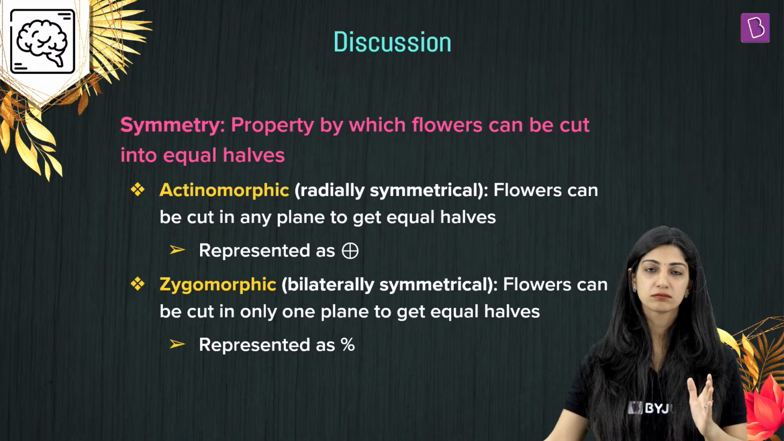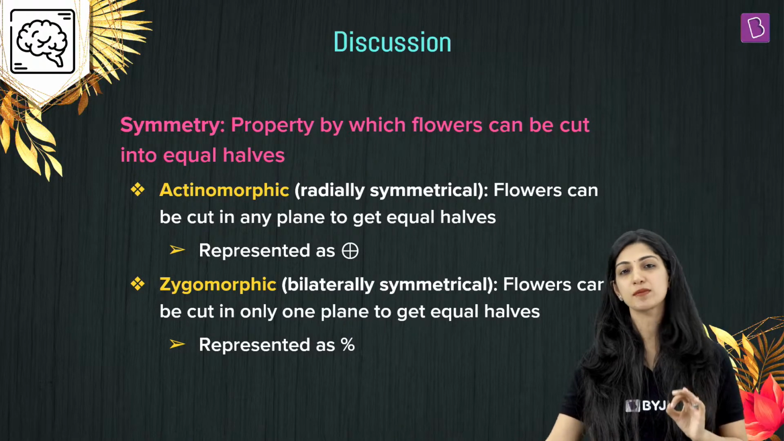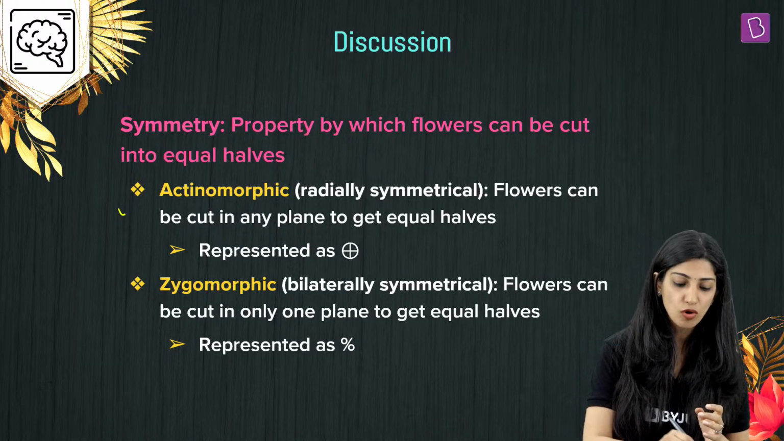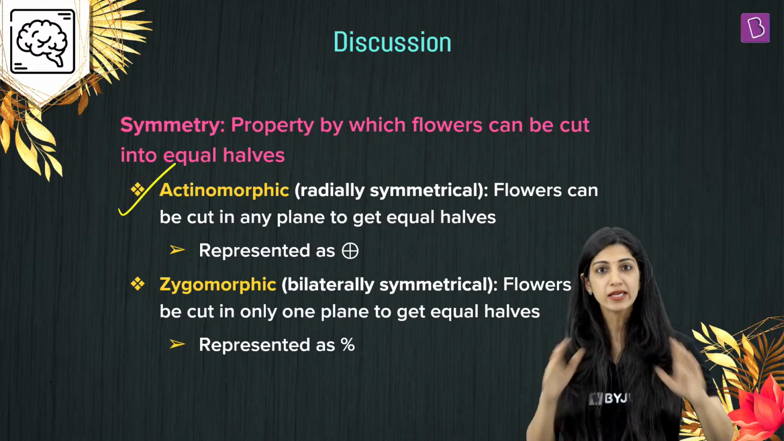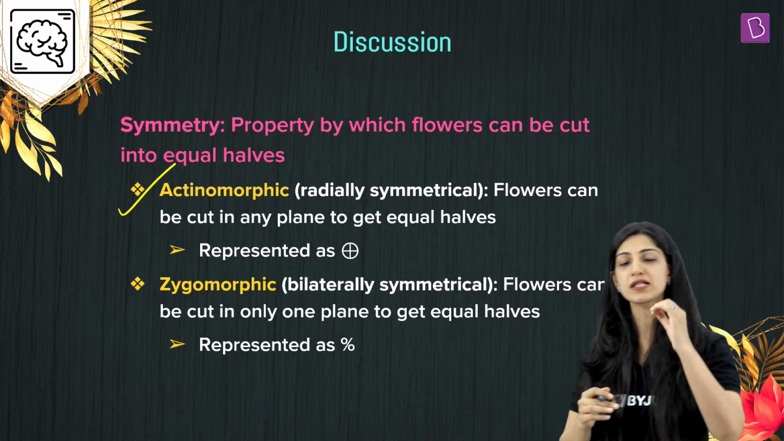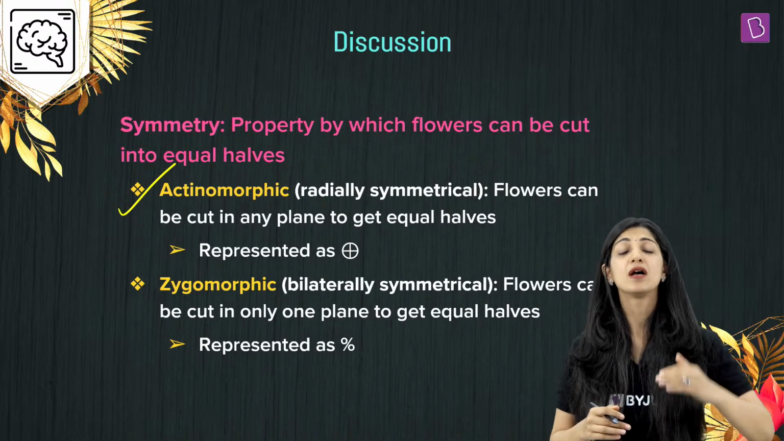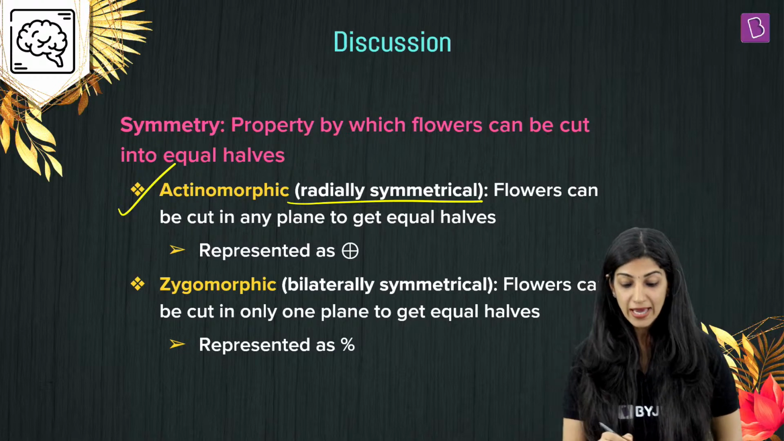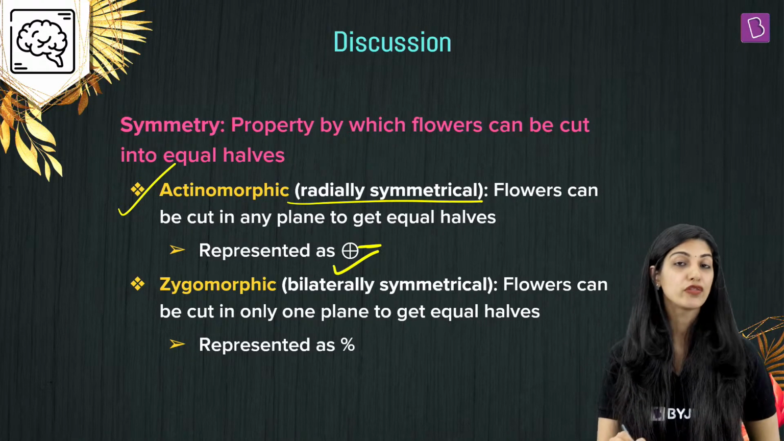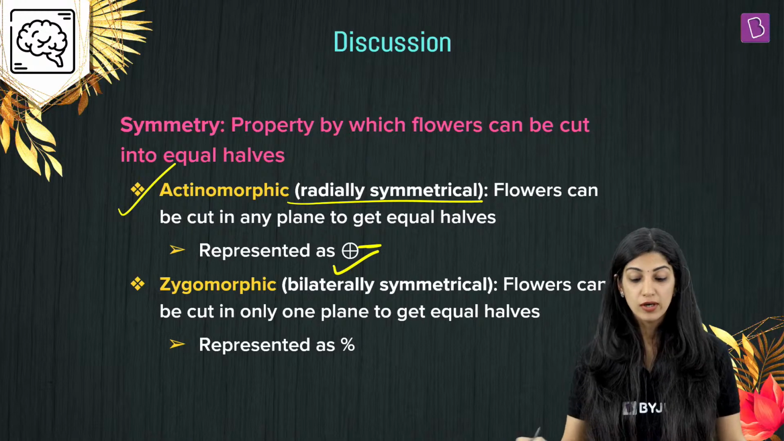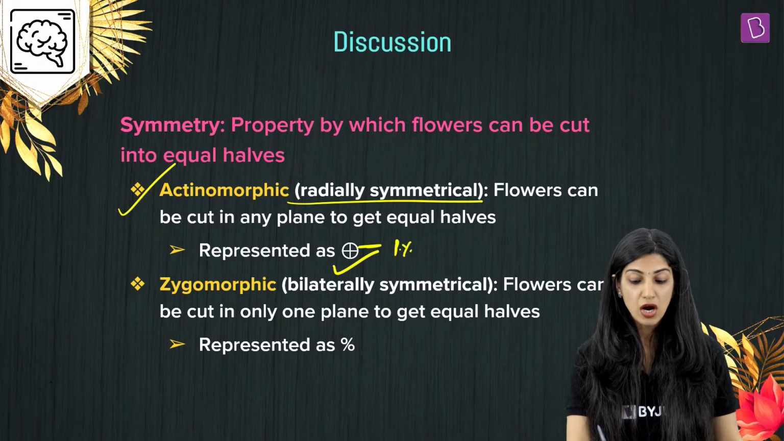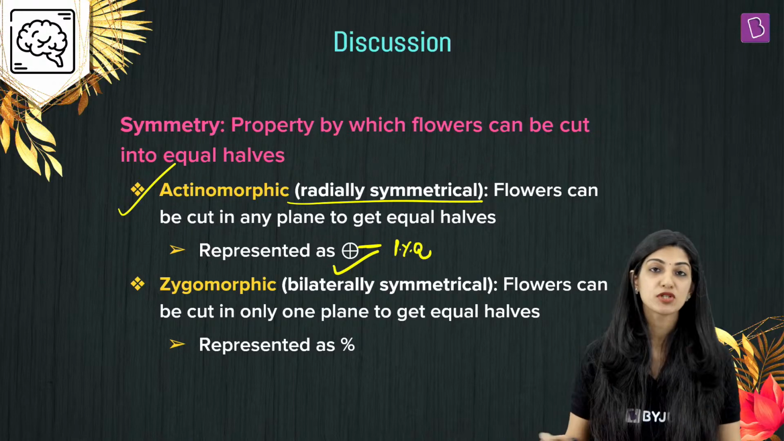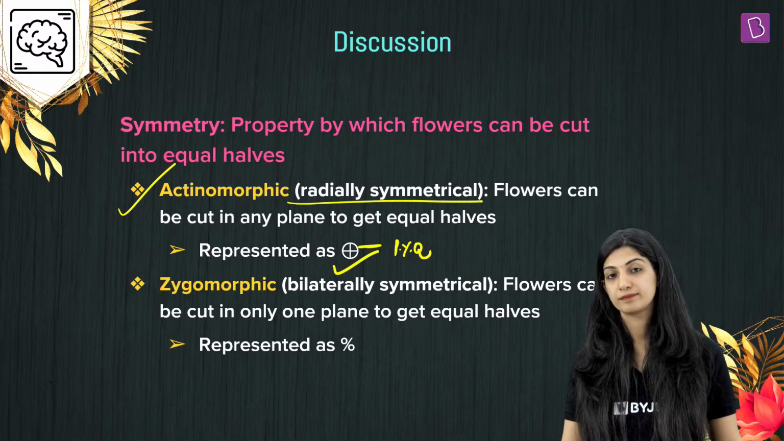In that case, you have 3 types of symmetry. One is kahin se bhi kaat do. Actinomorphic, you can write it, kahin se bhi aap kaat do. Transverse plane, longitudinal plane, lateral plane. It is called radially symmetrical. Yeah, and hence the sign in the floral formula. So this is also a previous year question. How is actinomorphic flower or radially symmetrical flower represented?